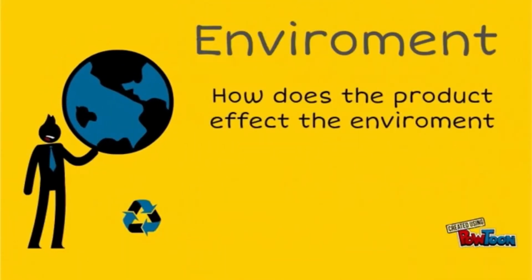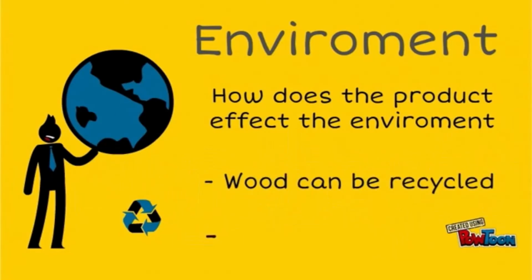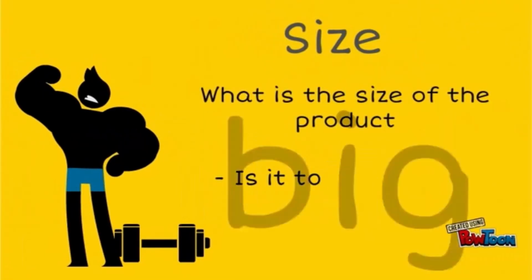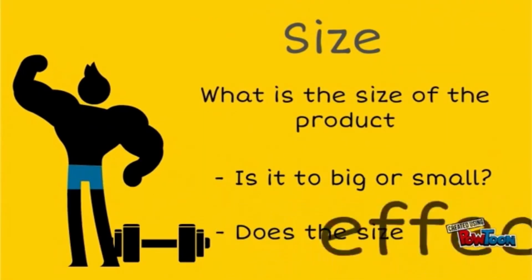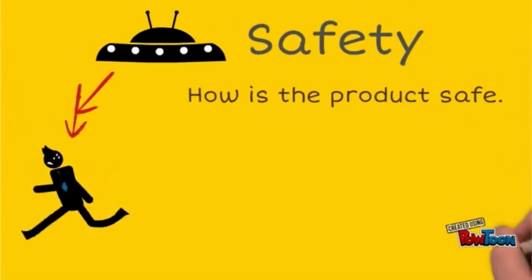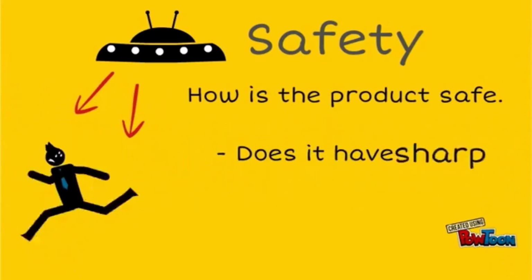The E stands for environment. That is, how does it affect the environment? The first S stands for size. That is, how big or small the product is. The second S stands for safety. That is, how safe is the product.